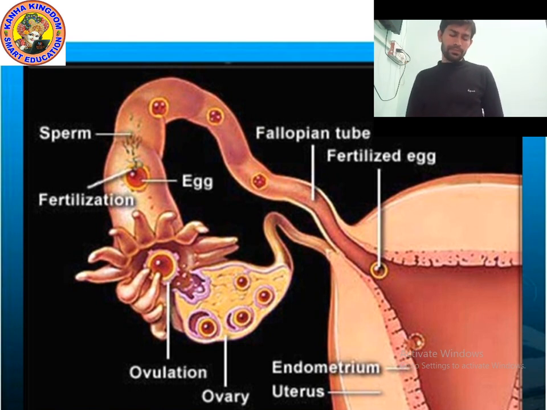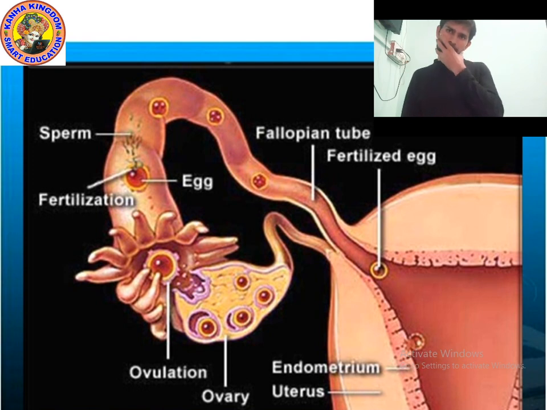First of all, what happens? Actually, this zygote is developed. This zygote turns into an embryo, and this embryo turns and develops into a fetus. So this process happens.